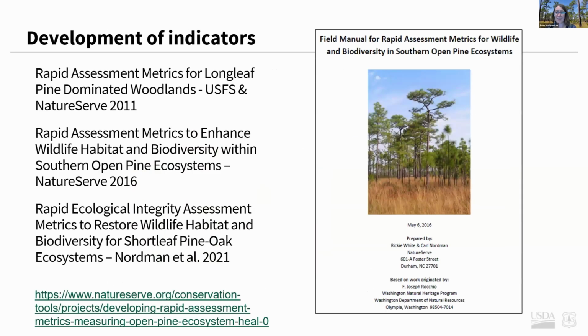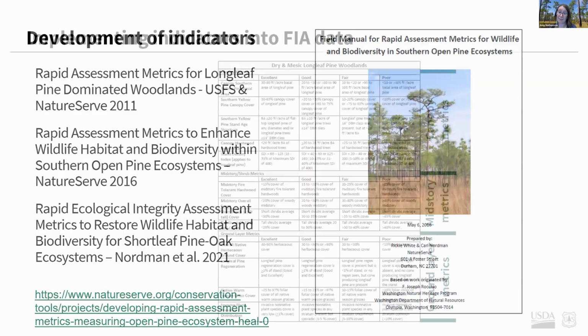So to get at estimates of extent and condition, we used indicators that were developed in conjunction with NatureServe. This guide pictured here provides a set of key characteristics to evaluate open pine systems across the southern region. The goal was to measure open pine wildlife habitat and ecological health based on peer-reviewed literature, original research, and expert input with easy-to-use, rapid assessment protocols.